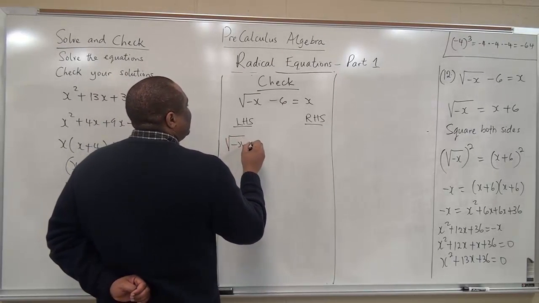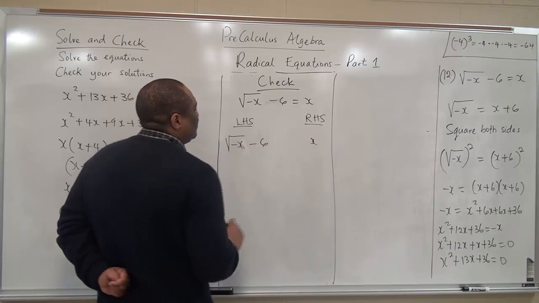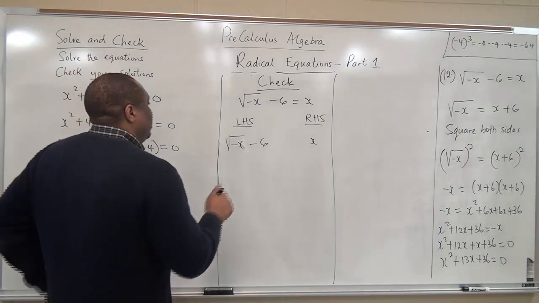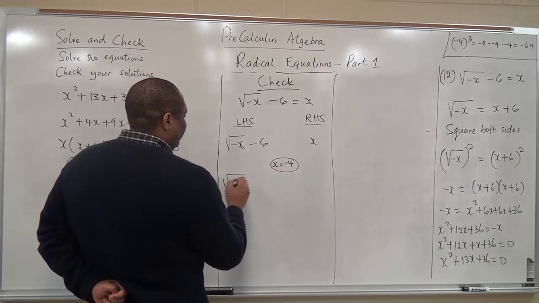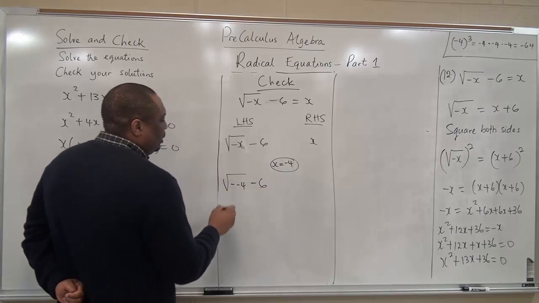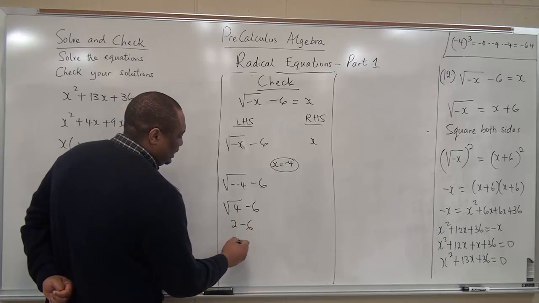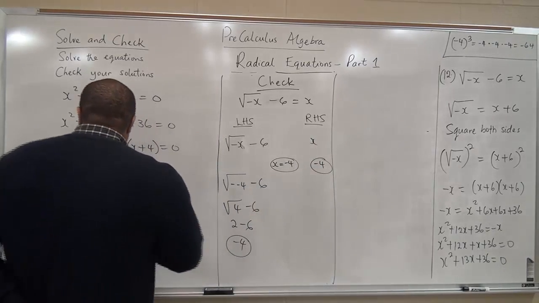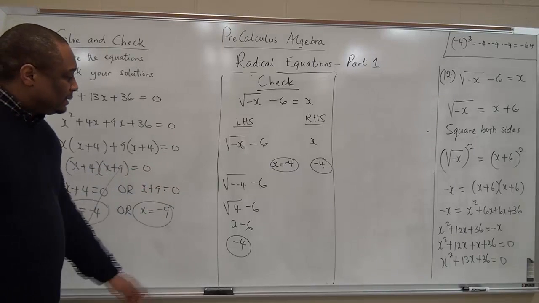This is square root of negative x minus 6, and then this is x. Now, let's check for negative 4. Okay, x to be negative 4. So this will be square root of negative of negative 4, minus 6. So this is square root of 4 minus 6, which is 2 minus 6, which is negative 4. So negative 4 on the left, negative 4 on the right. Good. Negative 4 passes the test.